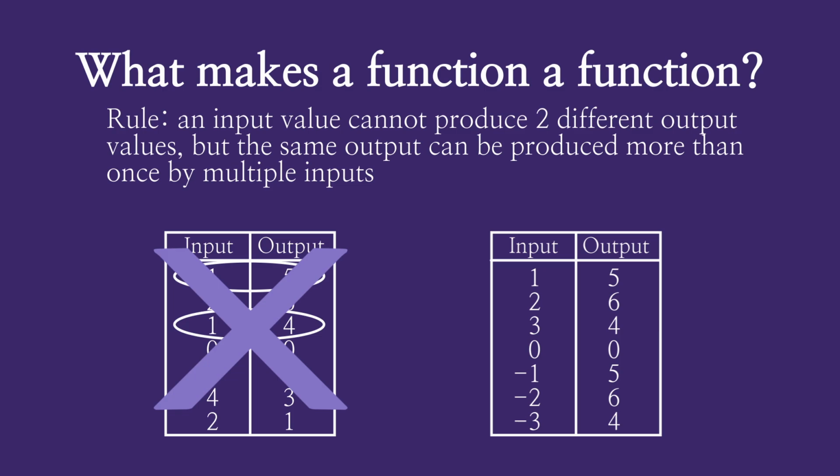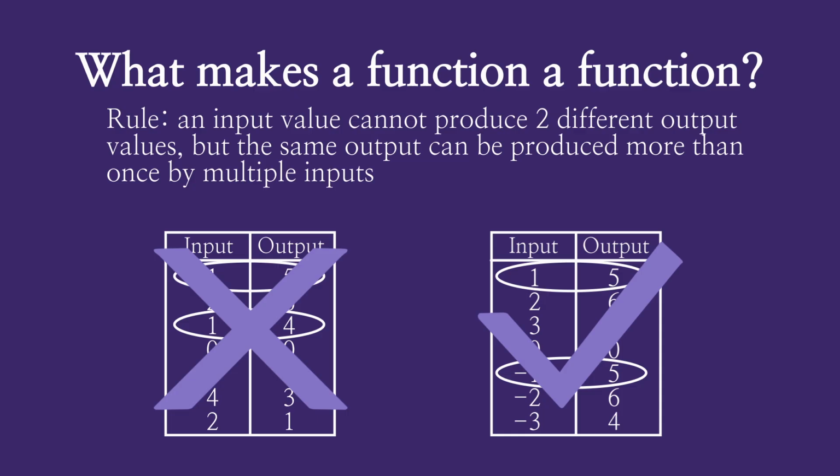It is important to note that different input values can return the same output value and still be a function. In the table on the right, we can see that the input values 1 and -1 both return an output value of 5. This dataset is still a valid function.